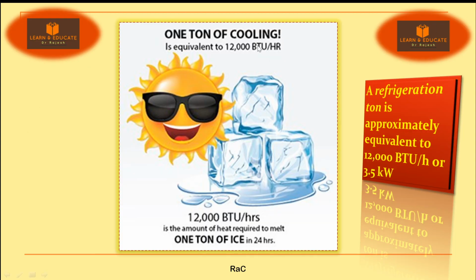So it is, in British units, equivalent to 12,000 BTU per hour. It is the amount of heat required to melt 1 ton of ice in 24 hours. This is another way of defining it in terms of British thermal unit. So a refrigeration ton is approximately equivalent to 12,000 BTU per hour or 3.5 kilowatts. So you need to remember 1 TR is equal to 3.5 kilowatts approximately.